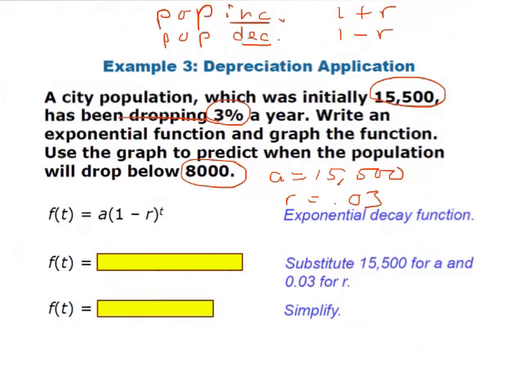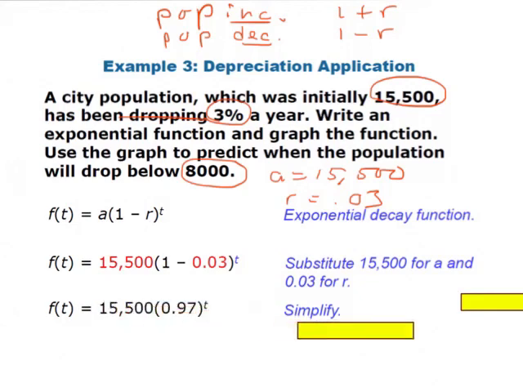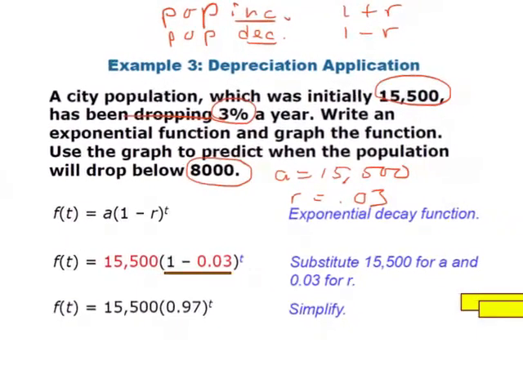All right, so now I want you to pause it, plug the values into the formula, then graph it and see if you can trace it to predict when it's going to be below 8,000. Okay, now that you've done it, let's go ahead and look to see if what I have, you have. So you plug the 15,500 in there and the 0.03, and you simplified that. So you simplified it by just adding what's inside the parentheses right here. So 1 minus 0.03, and this is what we have right here.